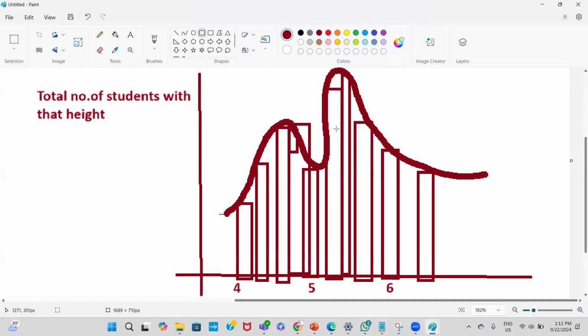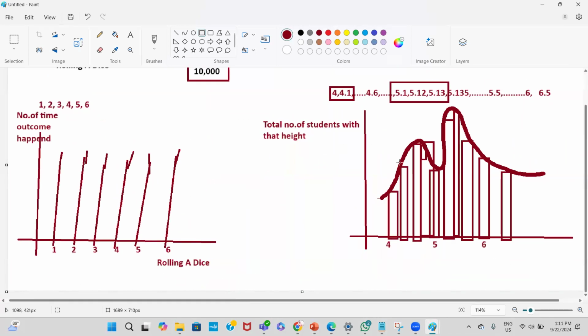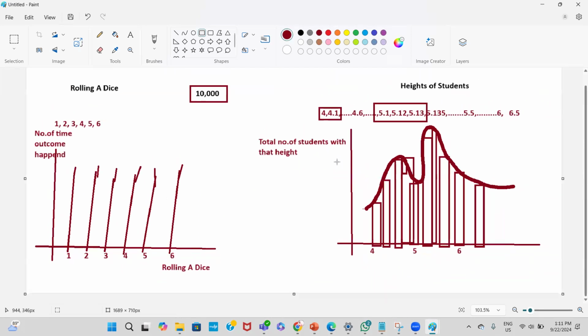When the bin sizes are large, you don't see the graph exactly touching the tips. But when you make the bins a little smaller, you will see a continuous graph. So that is what capital X means: how the values of a continuous random variable look.